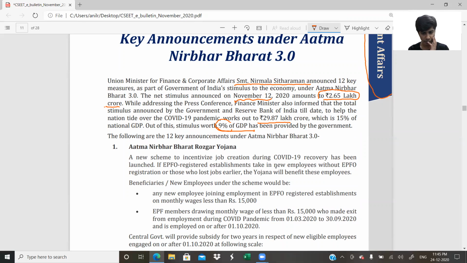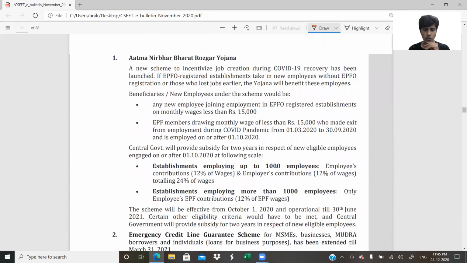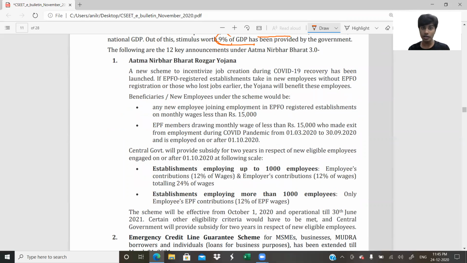15% of the GDP, out of which 9% GDP has been announced now. Okay, great. So let's get going. So Atmanirbhar Bharat Yojana, 12 key points. Let's start. The first one is Atmanirbhar Bharat Rozgar Yojana.